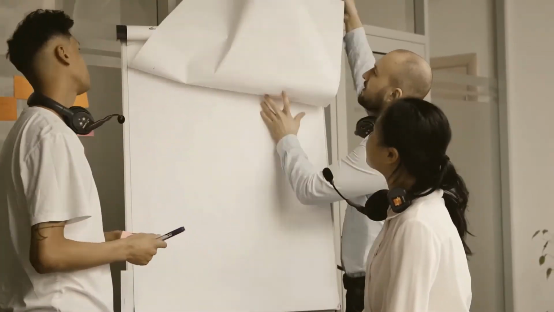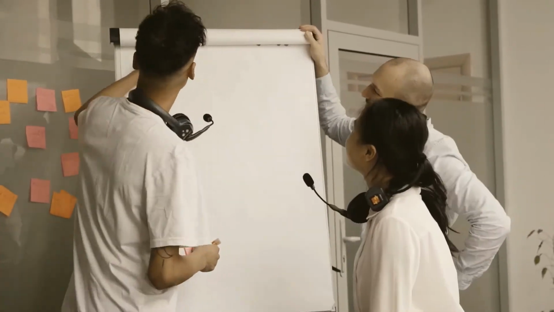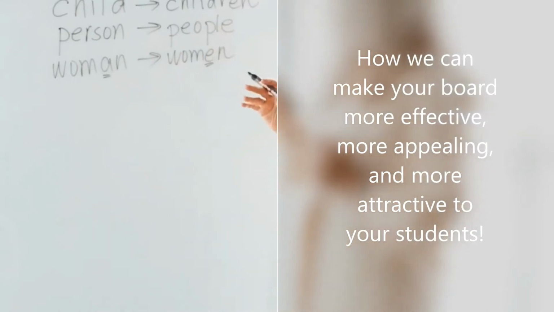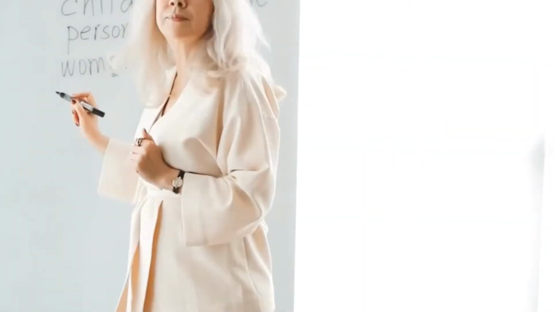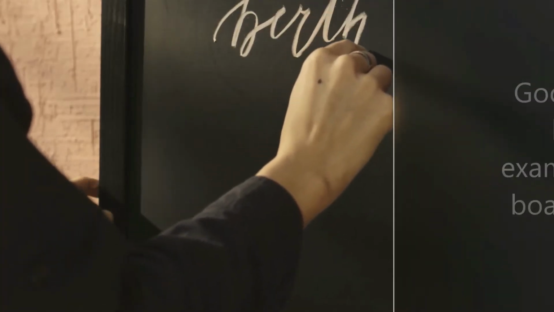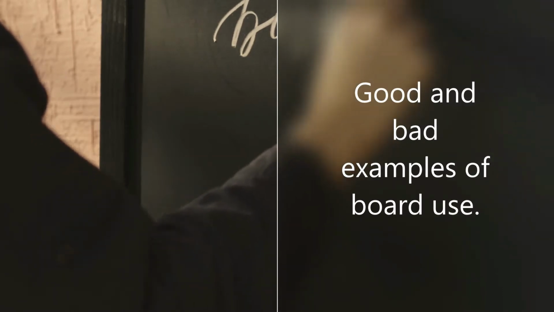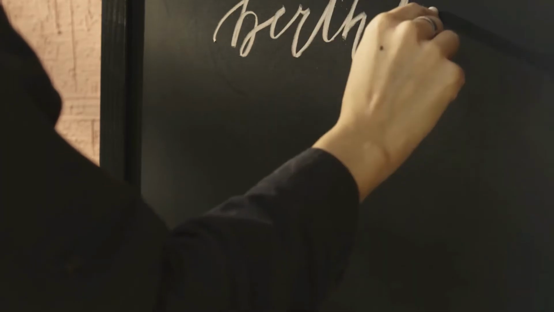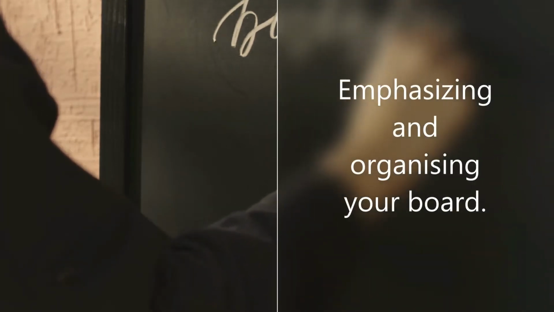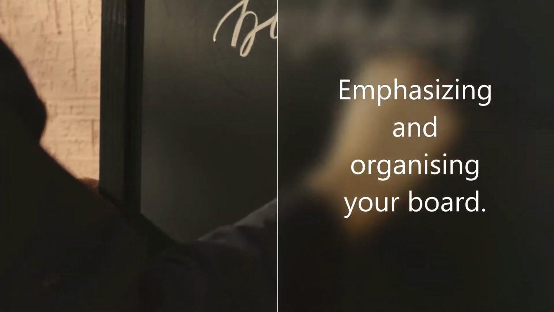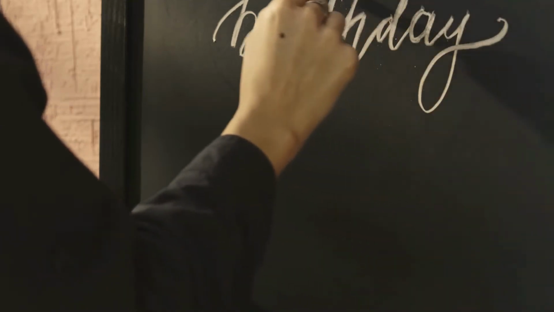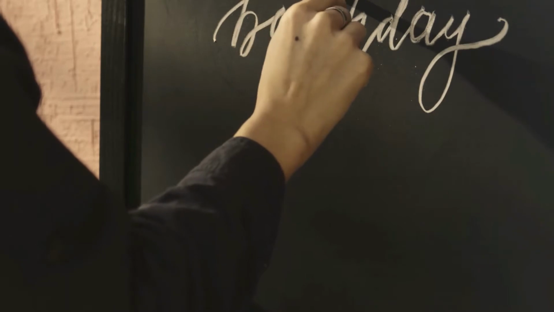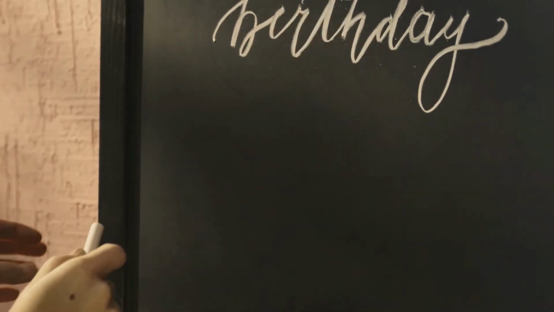In this lesson, we are going to look at the board and how we can make it more effective, more appealing, and more attractive to your classes and your students. We will look at examples of good and bad board usage. We'll also look at the basic Blackboard rules along with emphasizing information and organizing the Blackboard so it is effective. We'll also look at things like using tables and how we can structure it for classroom and behavior management.